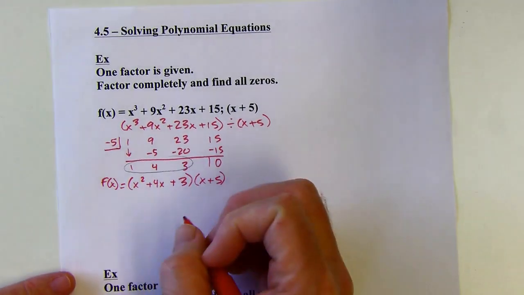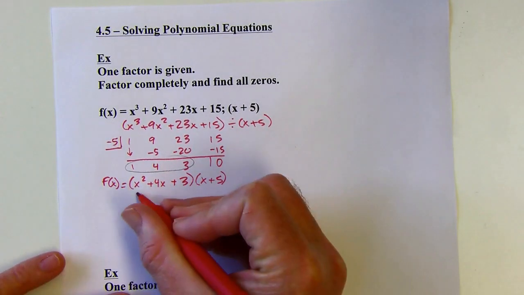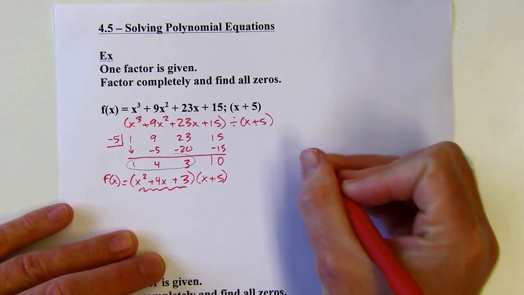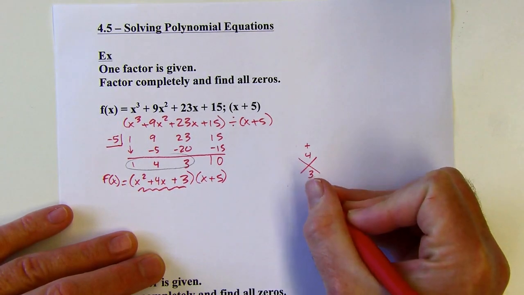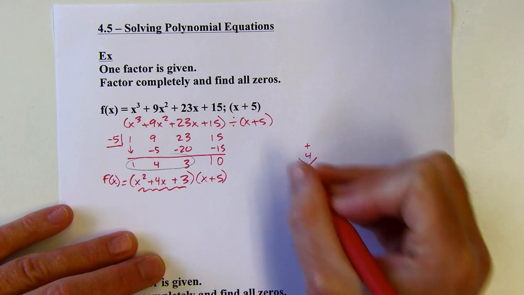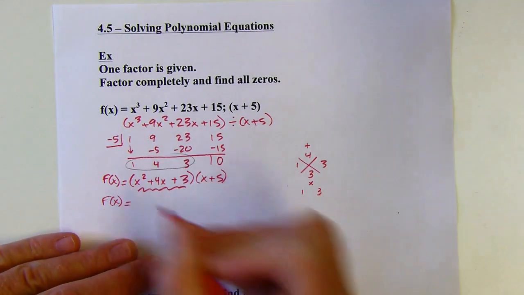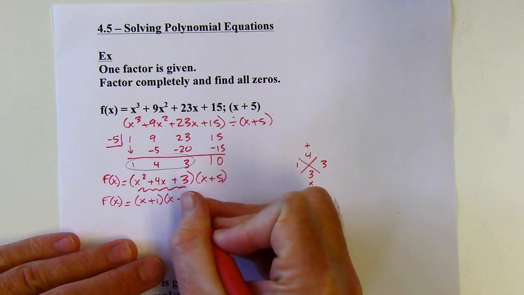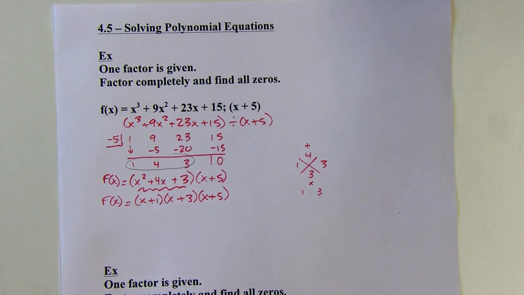Okay, and now I've got it down to something that's a little bit more manageable, because I can factor this with a diamond problem. So let's go ahead and try that. Looking for two numbers that add to 4, same two numbers multiply to 3. Hey, it's going to be 1 and 3, right? So now that I've got this completely factored, there's no more factoring to do.